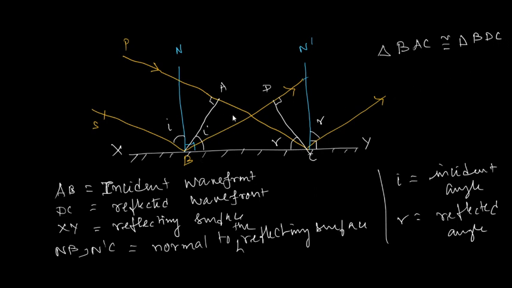So the corresponding angles should be equal, corresponding sides are also equal, right? So in this case, I is equal to R according to the law of reflection. Angle I is equal to angle R. And the plane XY, then the normals and the incident ray and incident wavefront and the reflected wavefront all lie in the same plane according to the first law of reflection. I hope now the diagram is very clear. Okay? Right.